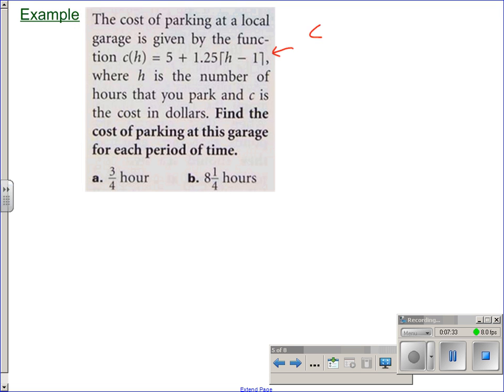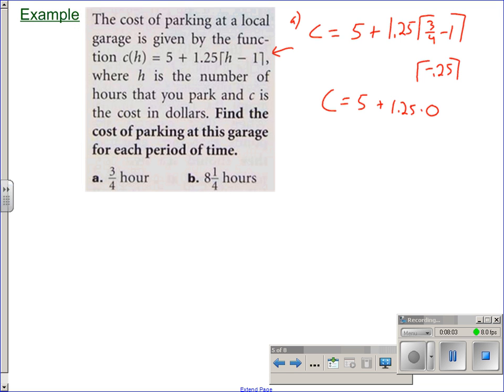All right, so for part A, the cost function is 5 plus 1.25 times the ceiling of h minus 1. Here we got 3/4 of an hour minus 1. So 3/4 minus 1 is a negative 0.25. The ceiling function rounds that up to the next integer, which would be 0, times the 1.25 plus 5. Our cost is $5.